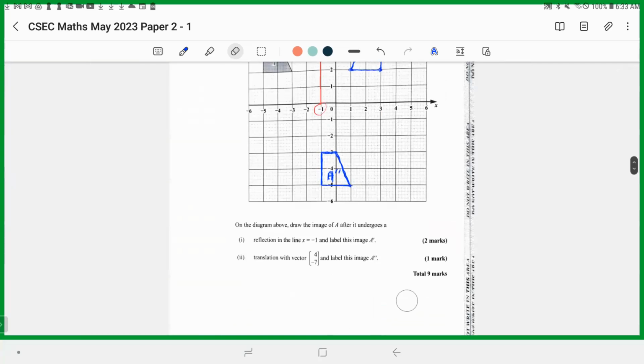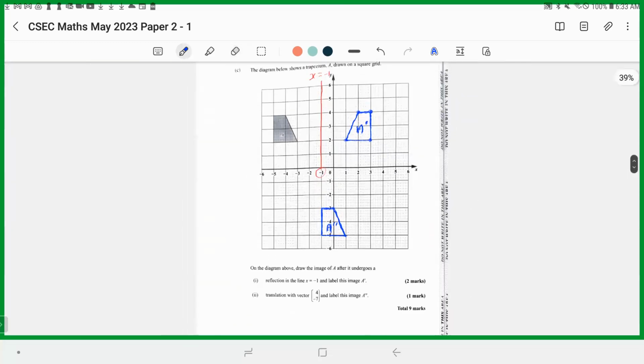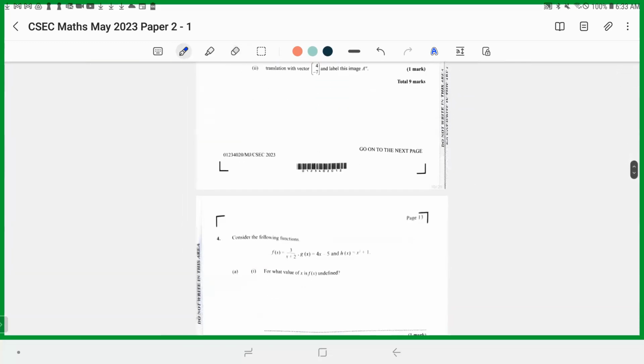This is an easy translation question. I've seen transformation questions that require far more work than this in the past. This is a very easy one on this paper.